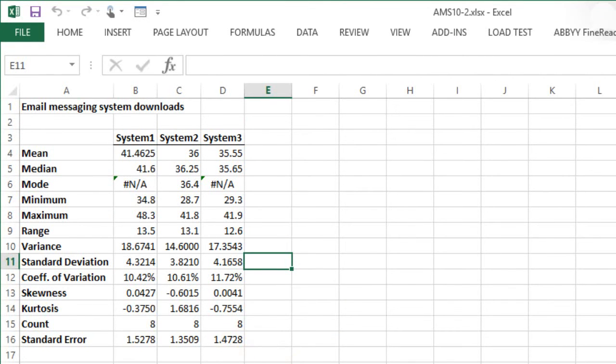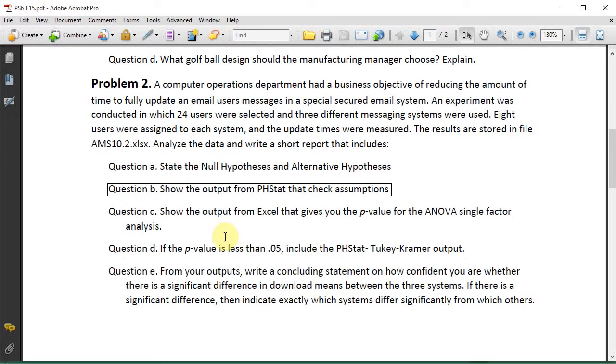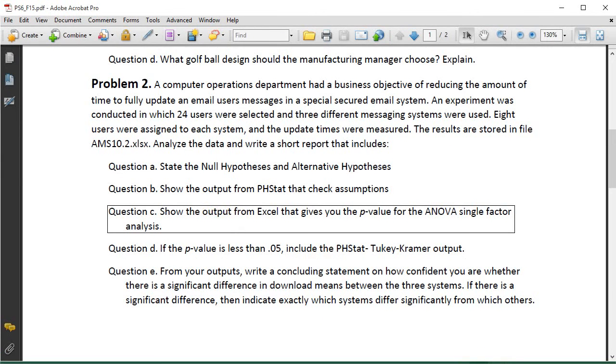So what's next? Question C. Show the output from Excel that gives you the p-value for the ANOVA single factor analysis. Okay, let's do the single factor ANOVA from Excel. I'm just going to do that just because it asks us to.